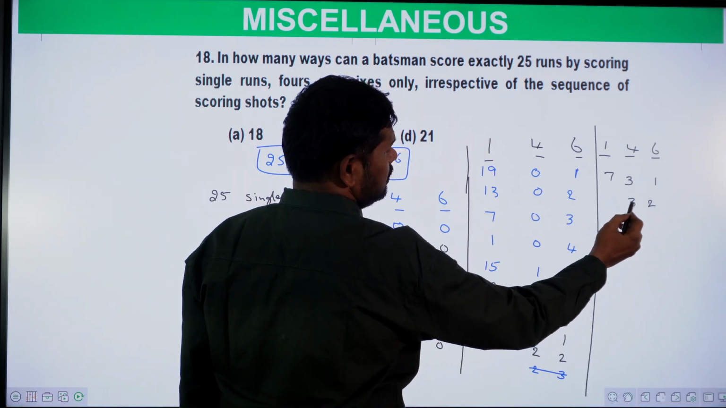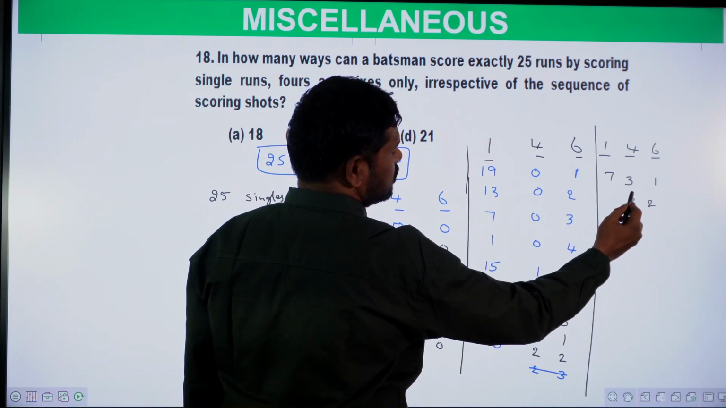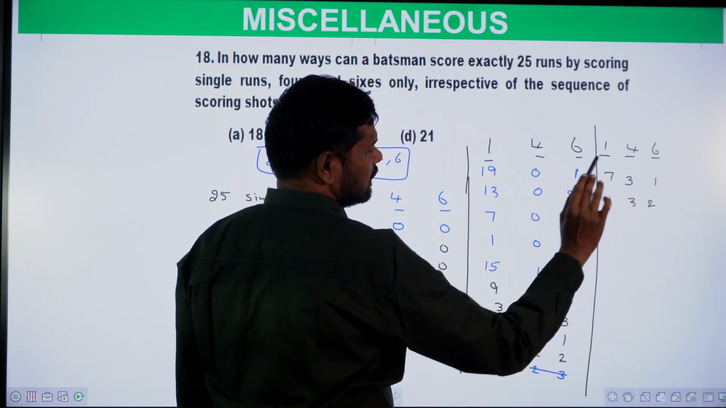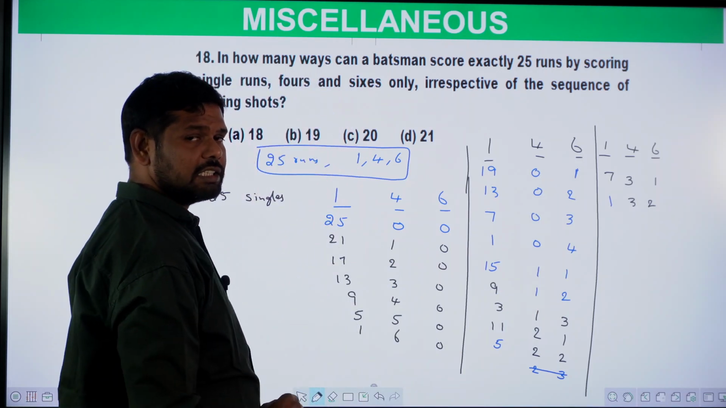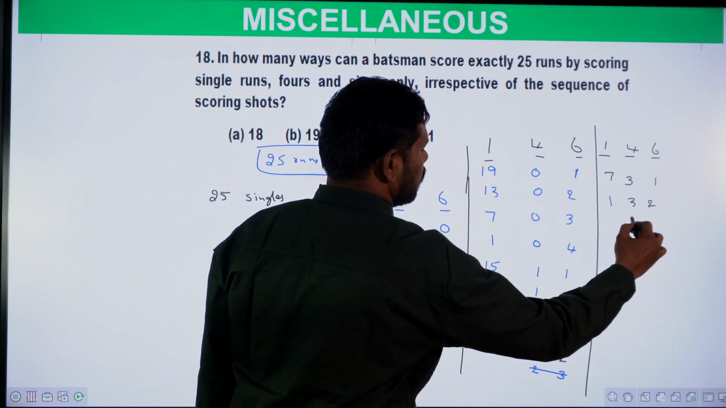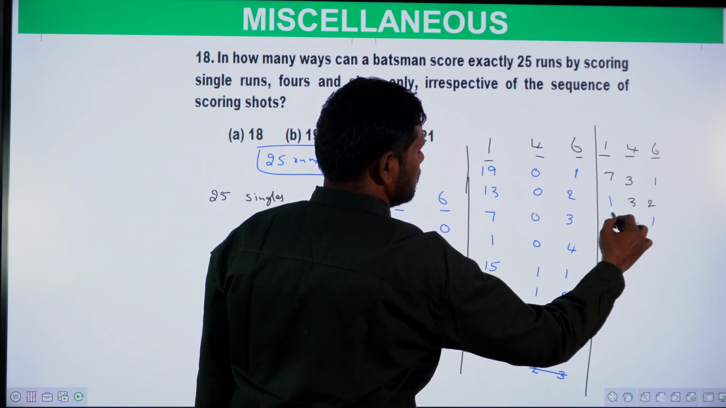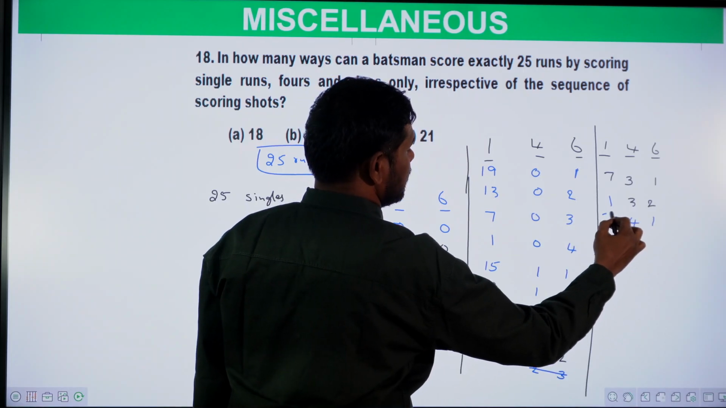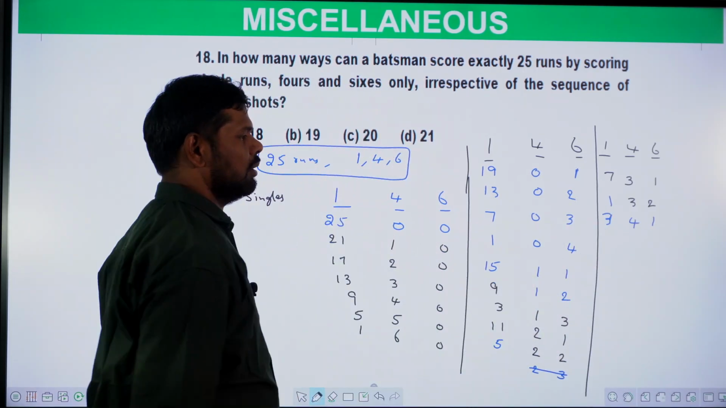So here 3 fours is 12 plus 12 is 24, leaving 1. That's all over. 3 fours and 3 sixes is not possible. Now 4 fours is 16 plus 6 is 22, which means 3 singles. It is possible. Now the remaining are already counted.